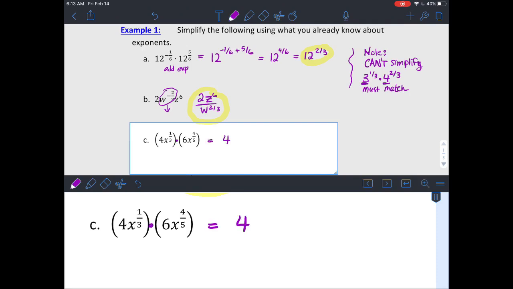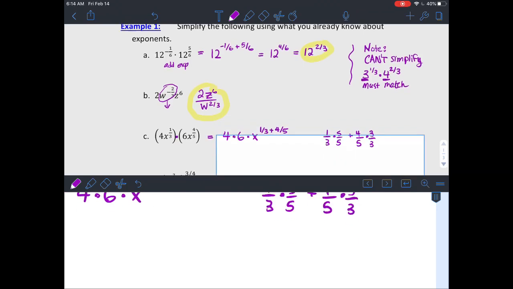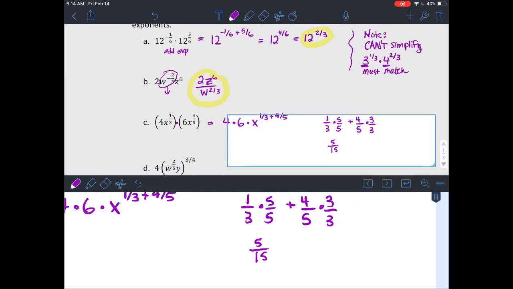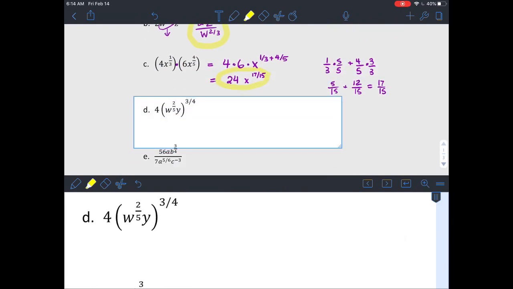Again, I'm multiplying, so I will multiply my 4 times 6 and add my exponents on my x to the 1/3 and my x to the 4/5, sorry. So if you're adding those, they're fractions, so get a common denominator, and you'll end up with 5/15 plus 12/15 is 17/15. You could use a calculator to save a little bit of time, but it's not bad to do without. End up with 24x to the 17/15.